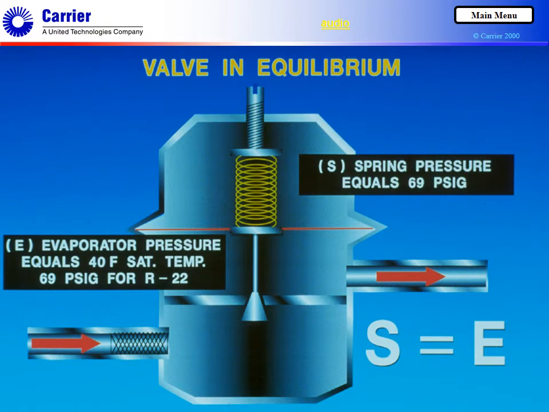To see how this works, let's assume the adjusting spring is set so that the valve maintains 69 psig in the evaporator, 40 degrees Fahrenheit saturated evaporator temperature for R22. If the pressure in the evaporator is at 69 psig, the pressures below the diaphragm, evaporator pressure, and above the diaphragm, spring pressure, will be in equilibrium, and the needle will remain in its present position. The rate of refrigerant flow to the evaporator will remain unchanged.